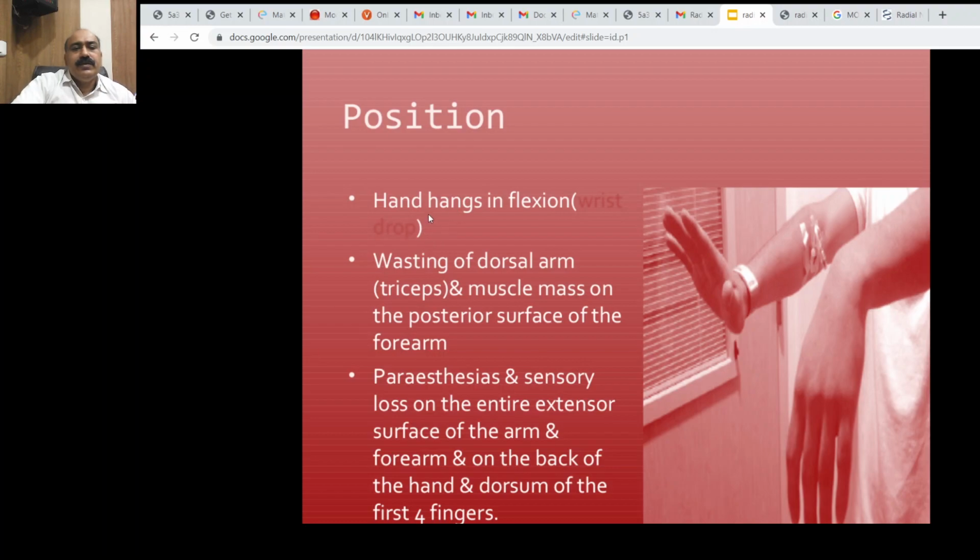Presentation: hand in flexion with the wrist drop. Wasting of dorsal arm, that is triceps, and muscle mass on the posterior surface of the forearm. Patient will have paresthesias and sensory loss on the entire extensor surface of the arm and forearm, and on the back of the hand and dorsum of first four fingers.